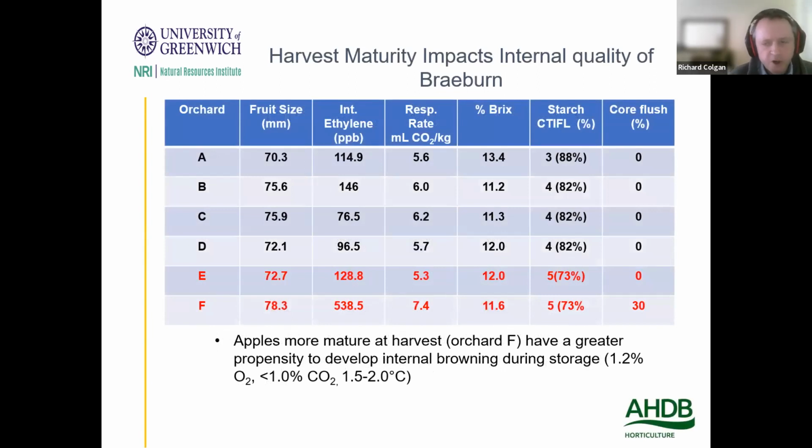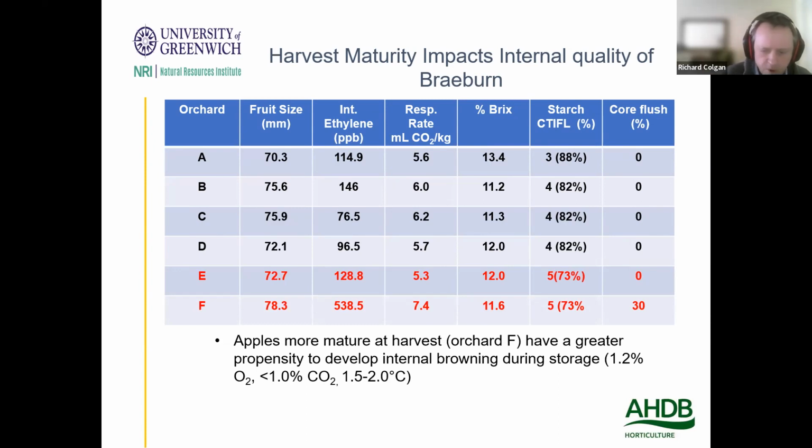We're looking at internal browning of Braeburn. And here we had, I think it was 6 orchards of Braeburn, and we looked at the harvest maturity of that fruit. And what we found was that one of the issues was that if you're just using starch and Brix as a measure of harvest maturity, it didn't always pick up some of the more subtle differences in fruit maturity, when you start looking at more detail in terms of respiration rates and internal ethylene concentration.